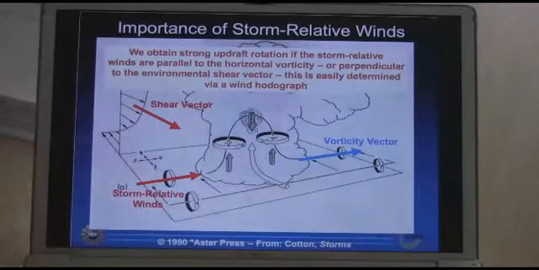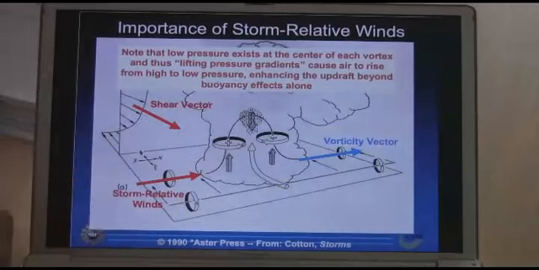Streamwise simply means the vorticity vector is pointing in the direction of the streaming flow, which in this case is the storm relative winds. Okay? Now, click the mouse here, the wording changed. Note that the low pressure exists at the center of each of these vortices, and as I said before, those are lifting pressure gradients that cause air to rise from high to low pressure, because these are roughly cyclostrophic vortexes.